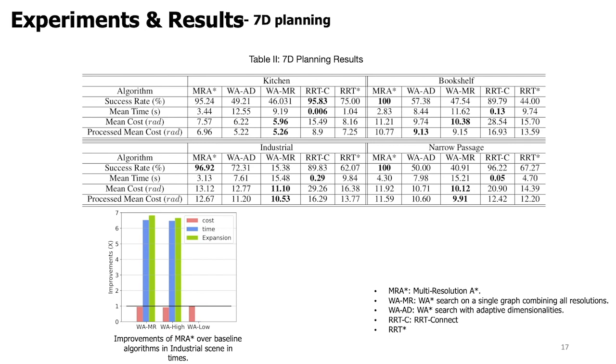In terms of success rate, MRI star consistently has high success rates in all scenes. Besides, MRI star is faster than other search-based algorithms and RRT star most of the time. Although it is not as fast as RRT Connect, the solution quality from MRI star is much better than RRT Connect, and even better than RRT star. The improvements shown below are consistent with the results from 2D planning. There is a significant improvement in planning speed, but not that much improvement in cost.